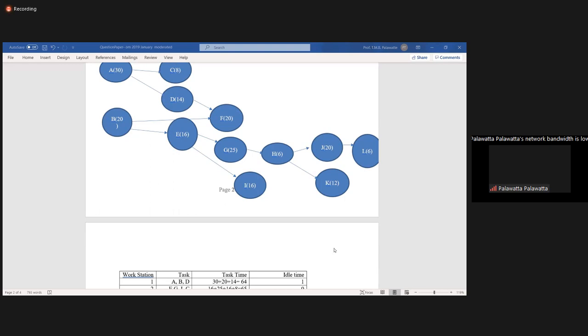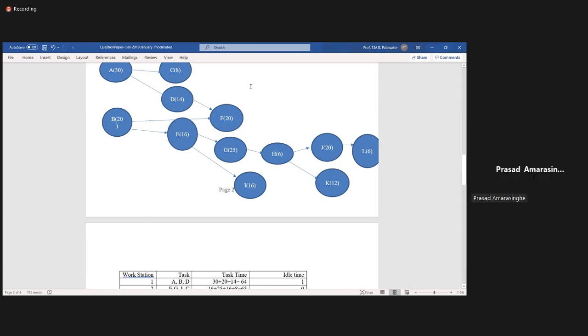Okay. So that is the sequence, in line with the precedence in the diagram. Okay. Right, sir. Got it. Thank you.